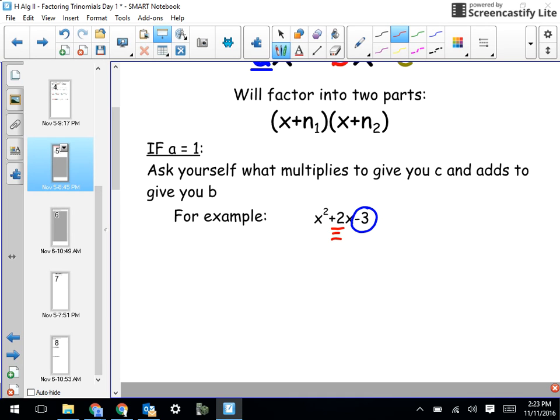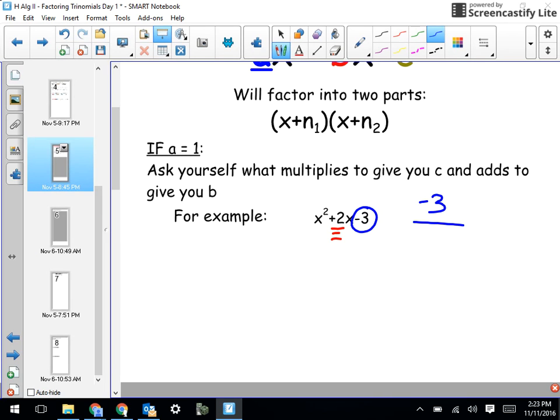That's always the case when A is 1, when the leading coefficient, that first term, is 1. You've got to look at what multiplies to get you your last coefficient and adds to get you your middle coefficient. So what I would do is always come over here to the side and say, okay, -3. What are my factors? This is where it gets its name. What are my factors of -3? What are my numbers that I multiply together to get -3?